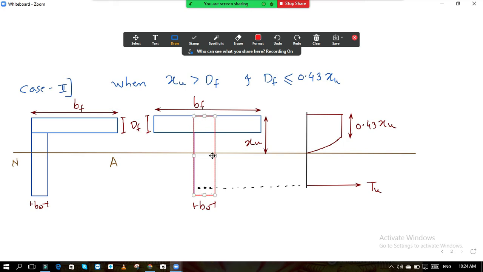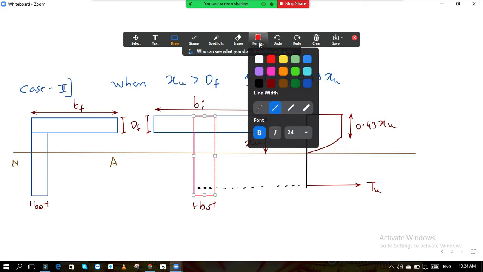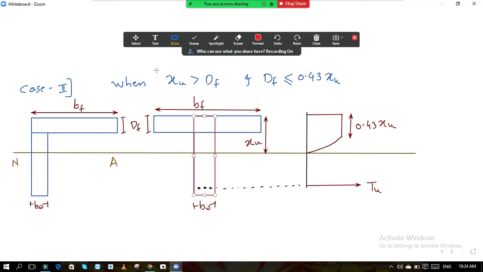Okay, this total section where I have drawn this rectangle right now, the red rectangle, this will act as one section, the whole section.